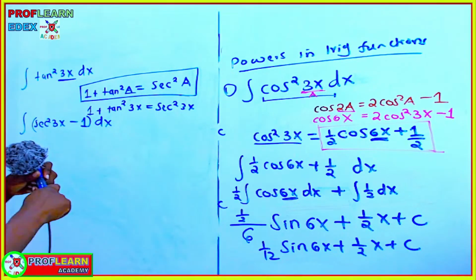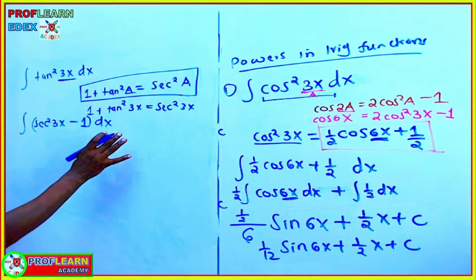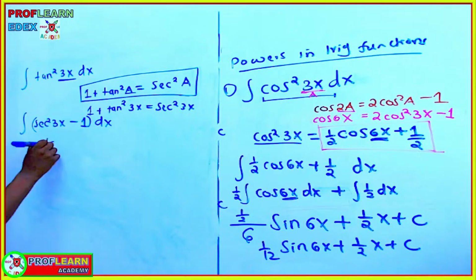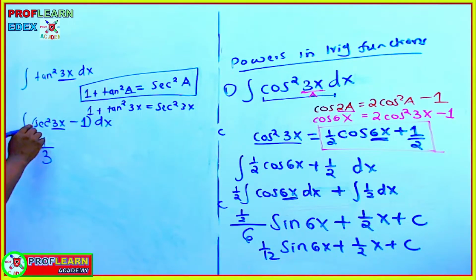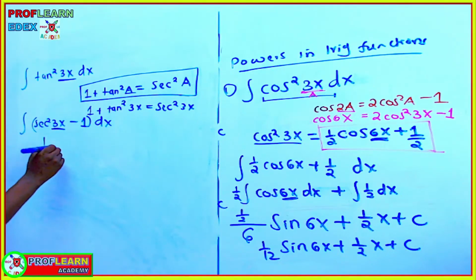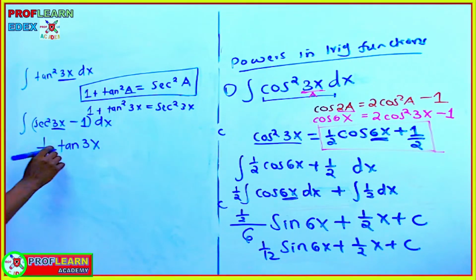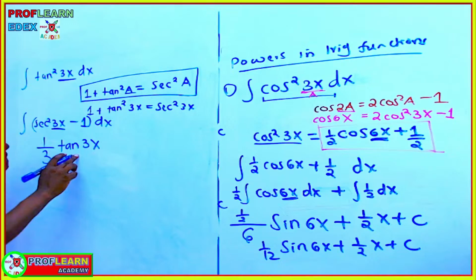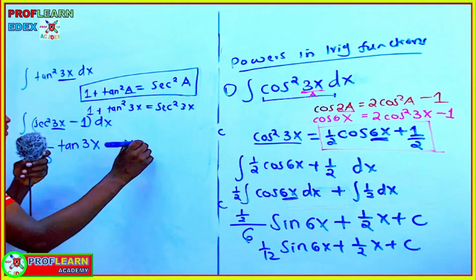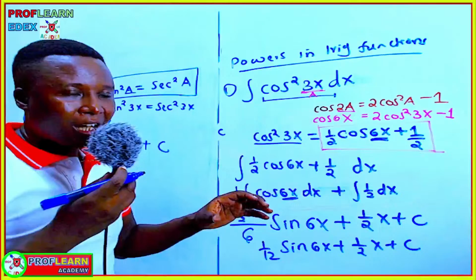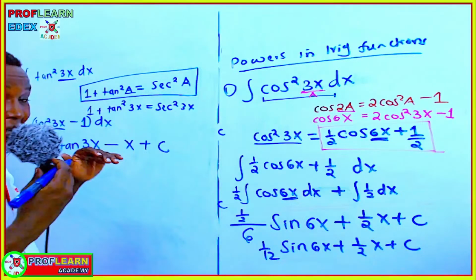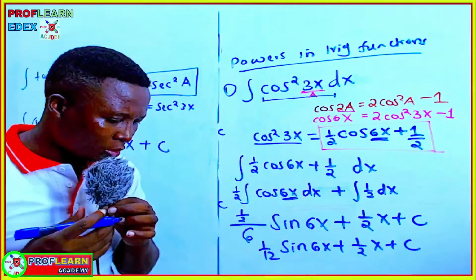So if we are working out this, integrating this, we are going to get tan. Remember we have this 3x here, so differentiating this, we're going to get 1 over 3. But integrating sec squared, we are going to get tan. So we are going to get a third tan 3x, then minus x plus c, like that. So to integrate, of course, if you have the limits, you can put them in so that you can proceed.